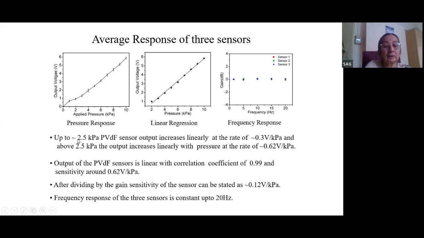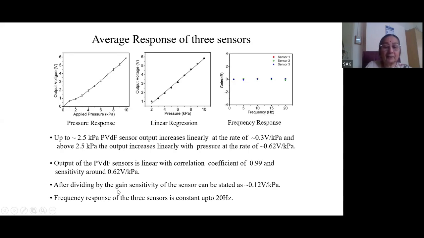Up to 2.5 kPa the PVdF sensor output increases linearly at the rate of 0.3 volt per kPa, and above 2.5 kPa the output increases linearly with pressure at the rate of 0.62 volt per kPa. But we are interested in the low range of kPa, so it's fine. The output of the PVdF sensor is linear with a correlation coefficient of 0.99, and the sensitivity was around 0.62 volt per kPa.